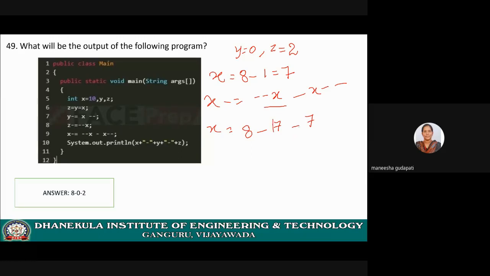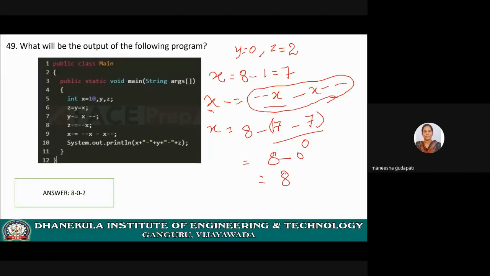Later, first this operation will be performed from right to left. So 7 minus 7 becomes 0. So the answer becomes 8 minus 0, that is 8. First, the rightmost side operation will be performed. Here, the x value will be preserved in the stack.